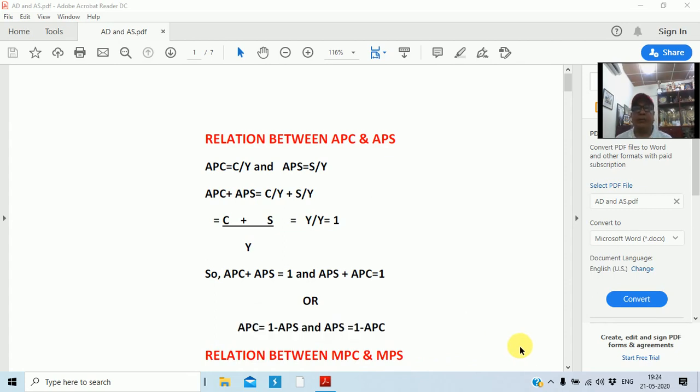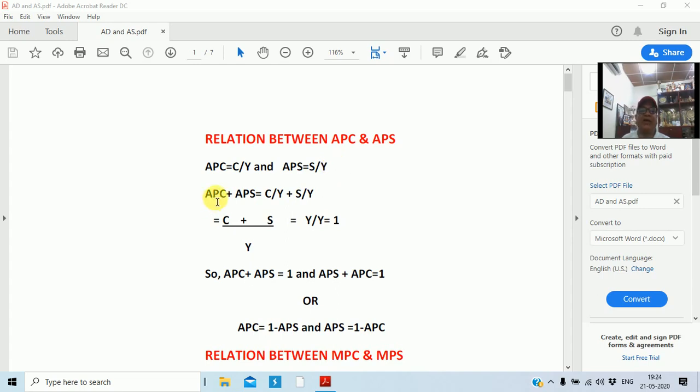Dear student, today I'll be taking the relations. First, we'll be taking the relation between APC and APS. APC, you know very well, is average propensity to consume, where we establish the relation between total consumption and total income. And in APS, we establish the relation between total saving and total income. APC is equal to C by Y and APS is equal to S by Y.